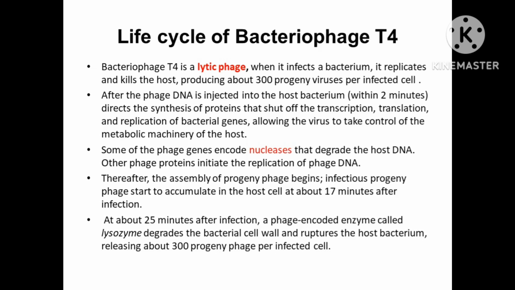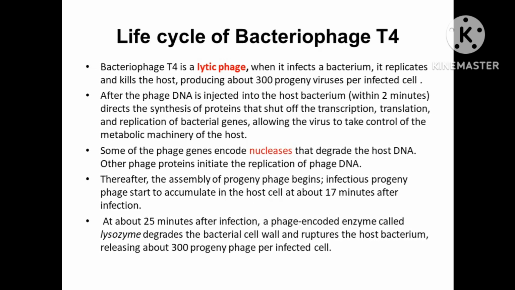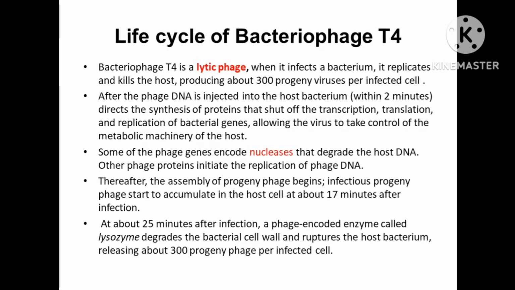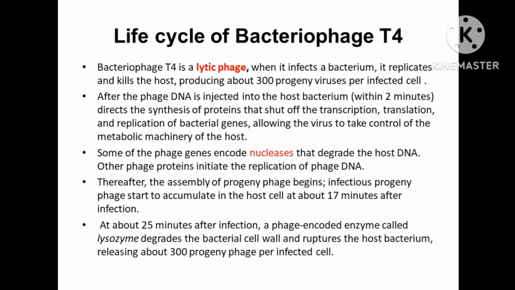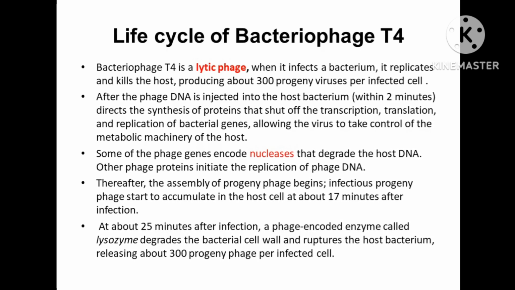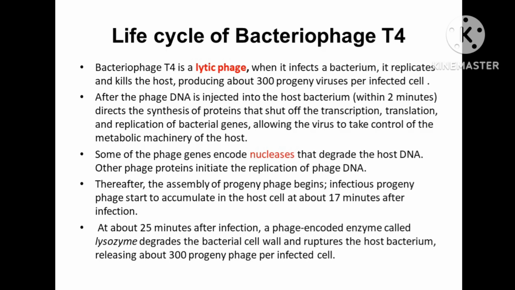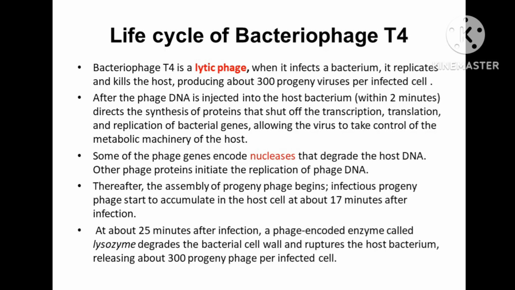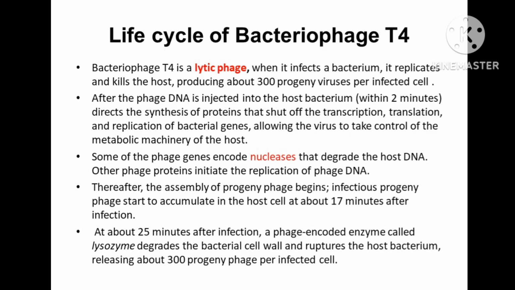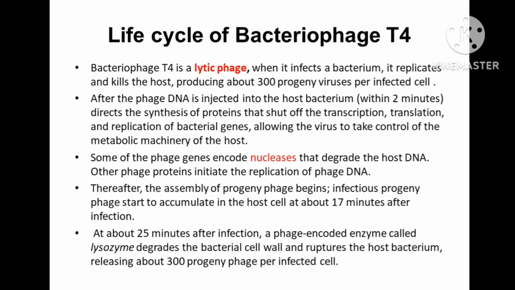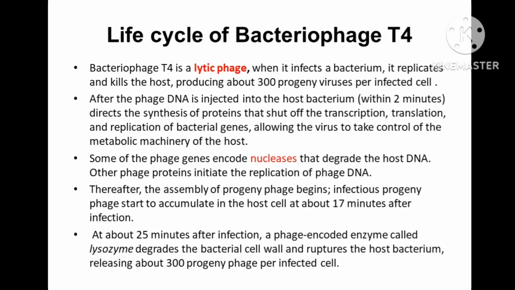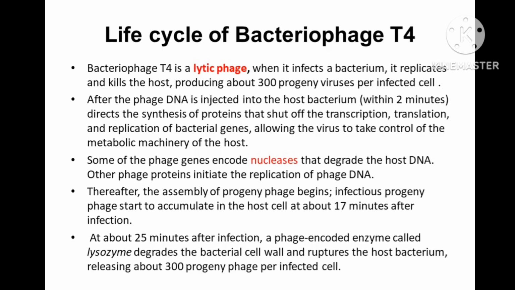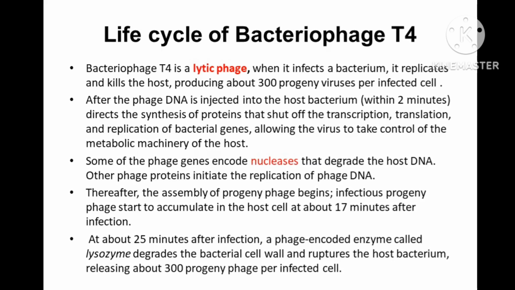Life cycle of Bacteriophage T4. Bacteriophage T4 is a lytic phage. When it infects a bacterium, it replicates and kills the host, producing about 300 progeny viruses per infected cell. After the phage DNA is injected into the host bacterium, within 2 minutes, it starts synthesizing the proteins that shut off the transcription, translation, and replication of bacterial genes, and the virus takes control over the metabolic machinery of the host. Some of the phage genes encode nucleases that degrade the host DNA.